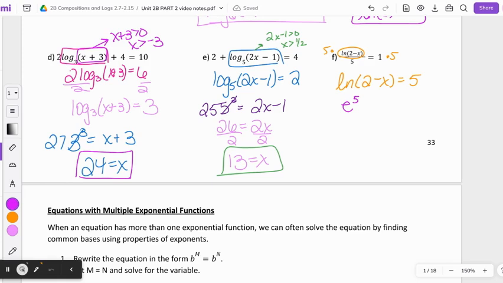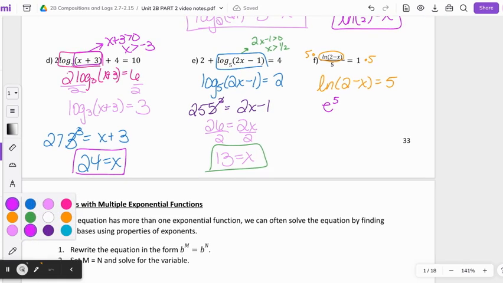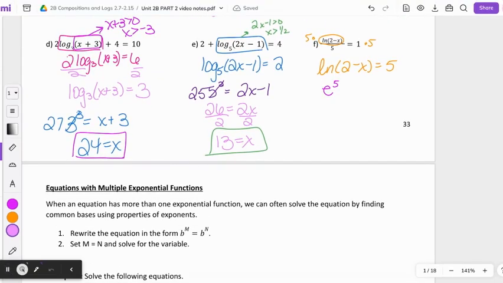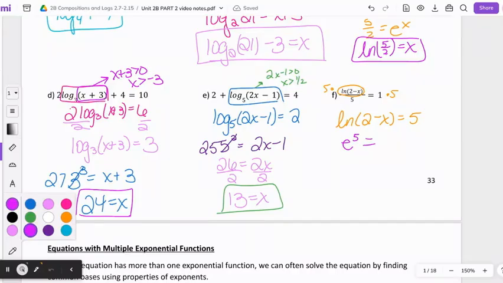All right, so e to the 5th equals, oh, my stylus isn't working. All right, so that's equal to 2 minus x. So now if we solve, we should subtract 2 over, and then we're going to have to divide by -1. So we can get x all by itself, and it'll now be 2 minus e to the 5th.